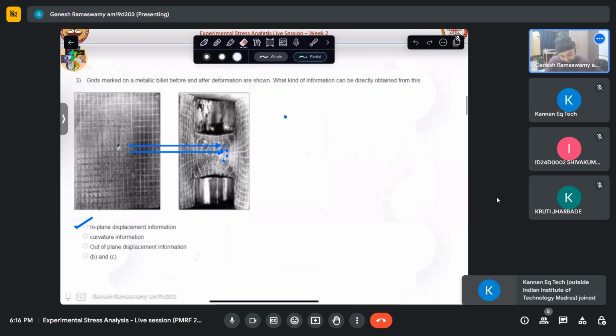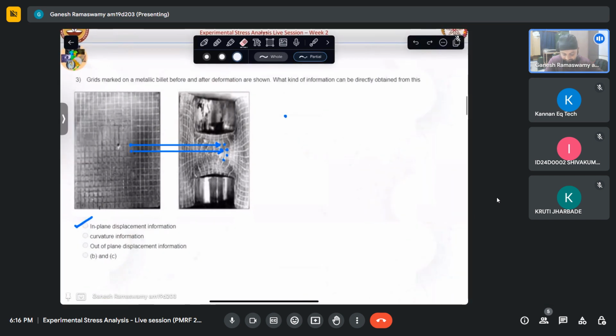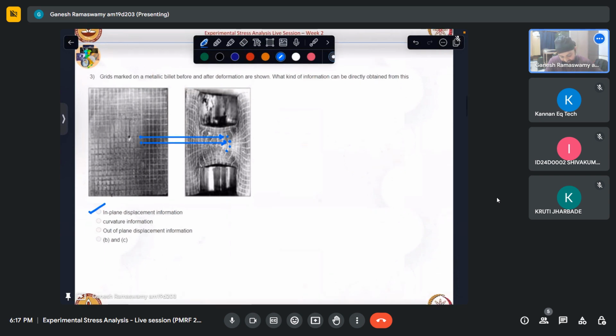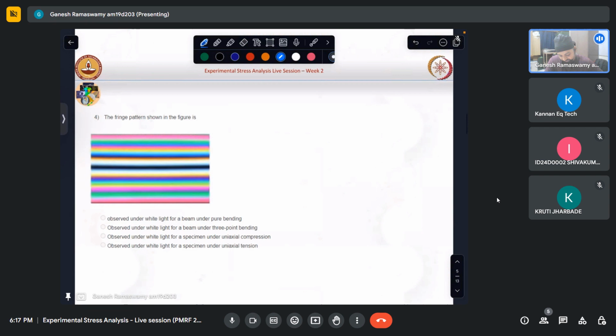Okay, so I hope that is clear. But essentially what we need to keep in mind is that this is visible displacement we are seeing with our eyes, which implies that this is definitely well beyond the elastic zone, and we have already reached a plastic condition in metals. Okay, so let us look at this question.